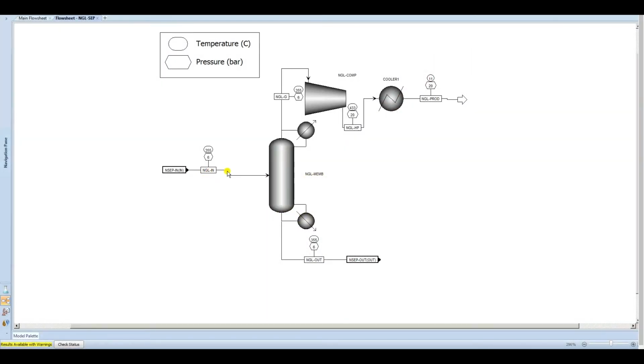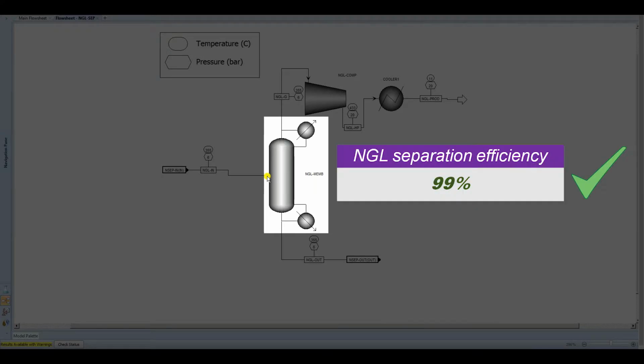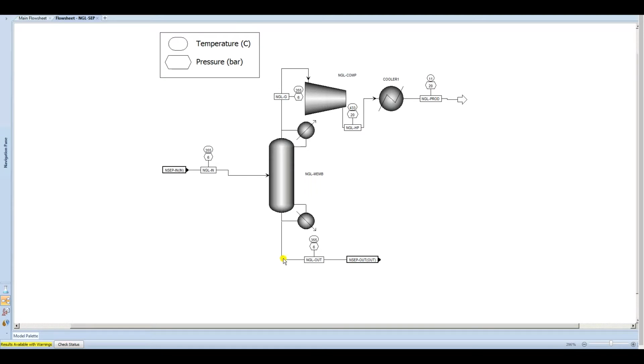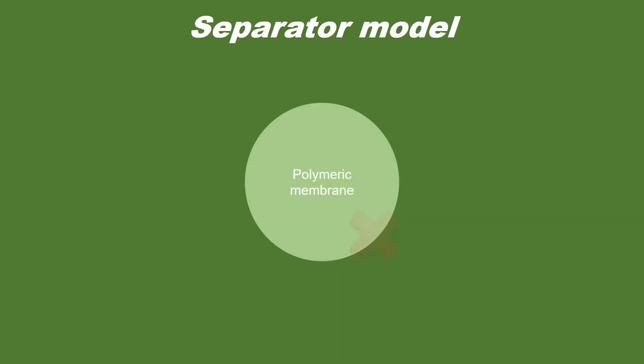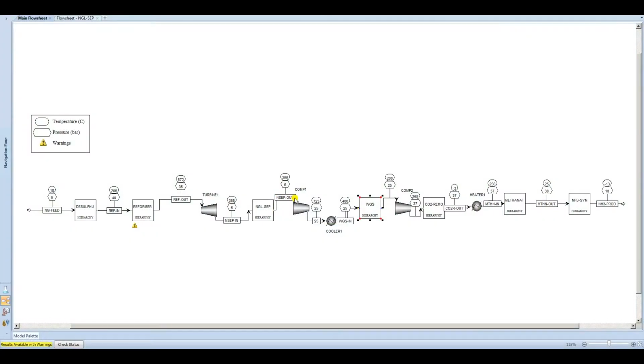The stream leaving the reformer enters a membrane unit which is operating at 6 bar and 30 degrees Celsius and separates 99% of the natural gas liquid. The NGL-free stream carries on to the CO shift reactor and the NGL stream is transported. Modeling a membrane separation unit is not available on Aspen, therefore we use a SEP2 unit again to model the NGL separator. From literature, 99% of the NGLs are to be separated at those operating conditions.